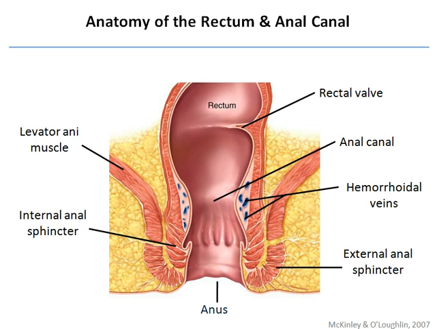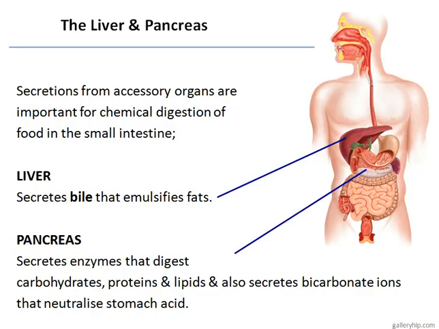In this last section of the lecture, I'll consider a couple of the most important accessory organs of the digestive system, the liver and the pancreas. These are epithelial glands that produce important secretions. They're important for chemical digestion within the small intestine.